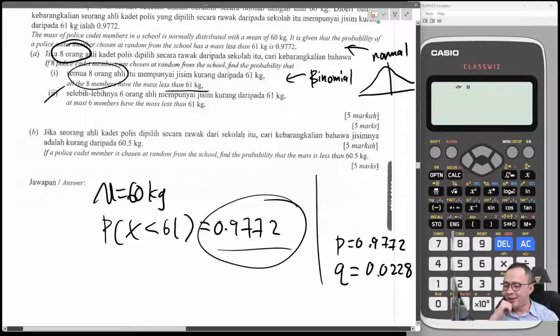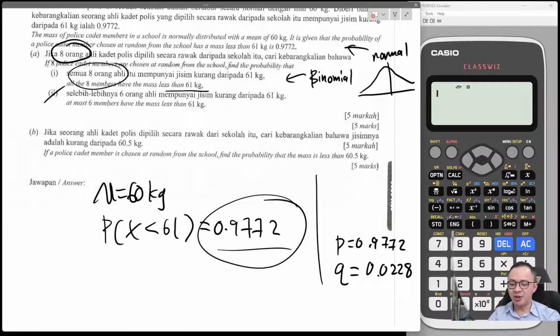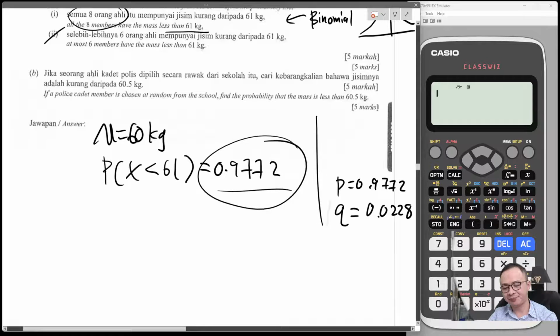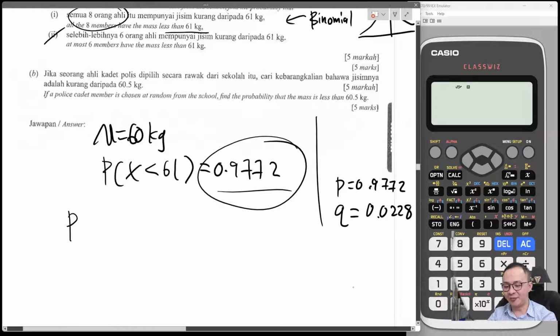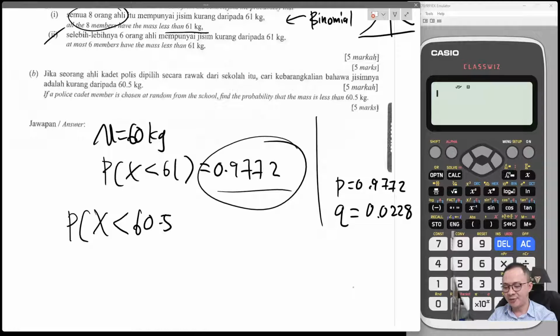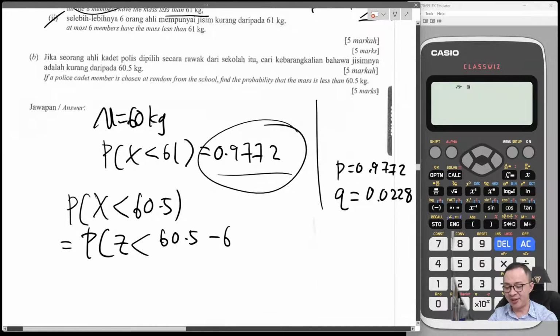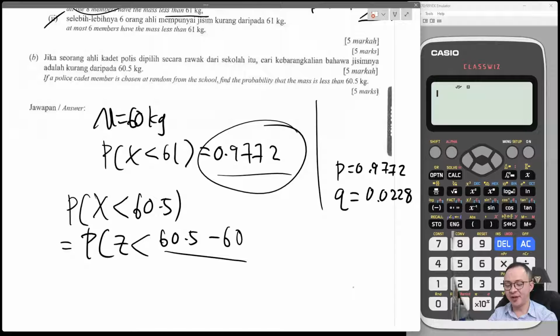If a police cadet member is chosen at random from the school, find the probability that the mass is less than 60.5. Okay, now finally we have some normal distribution. So we will change this one to the Z. We will minus the mean. Is the mean 61 or is the mean 60? Minus the mean, divide by standard deviation.